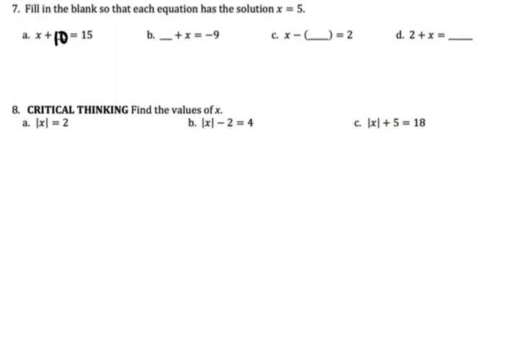Okay. Number 8, critical thinking. Find the values of x. Now this is based on absolute value. Now remember that absolute value, let's actually look at b here real quick. If I go ahead and add 2 to both sides to get rid of the negative 2, I get absolute value of x equals 6. Okay, now I want you to think, what numbers have 6 as their absolute value?